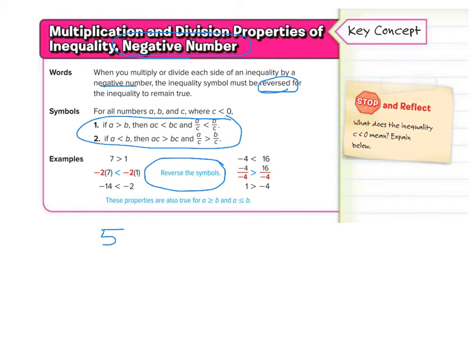5 is greater than 2. If I multiply both sides by negative 3, on the left it'll be negative 3 times 5, which is negative 15, is greater than 2 times negative 3, which is negative 6. But I know that negative 6 is greater than negative 15, and so that's why I have to reverse my symbol.